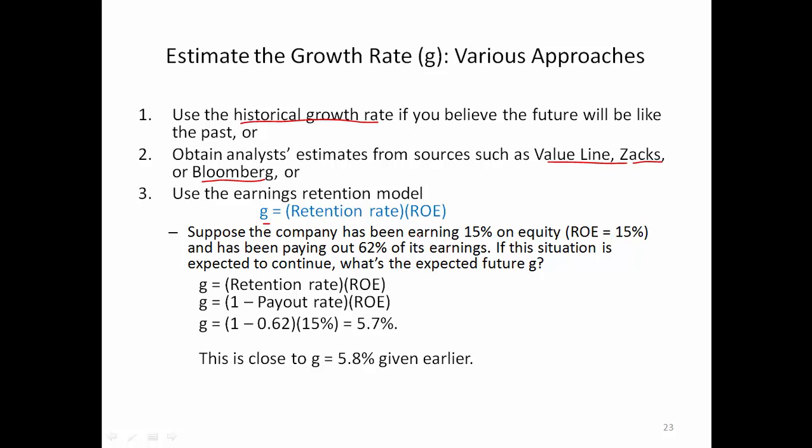So suppose the company has been earning 15% ROE and has been paying out 62% of its earnings as dividends. And if this situation is expected to continue, what is the expected future growth rate? Using this model, the retention rate will be 1 minus the dividend payout rate, so 1 minus 62%, and then multiply by the ROE, 15%, so the growth rate is estimated to be 5.7%. So these are different approaches to estimate the growth rate, g, that you need to use in the discounted cash flow model to estimate the cost of equity.